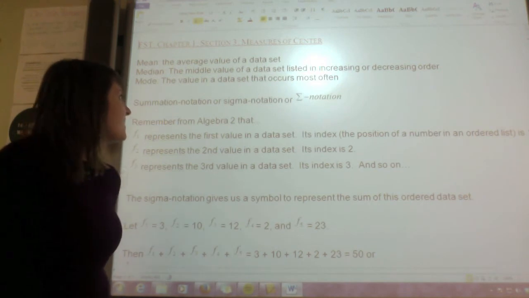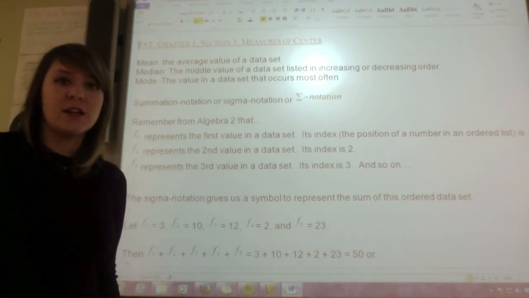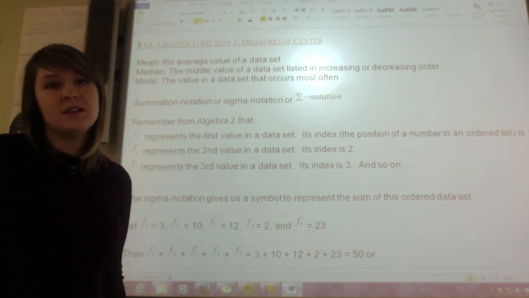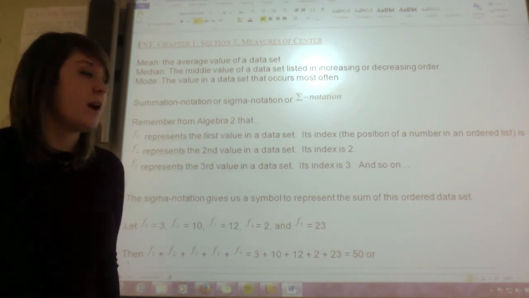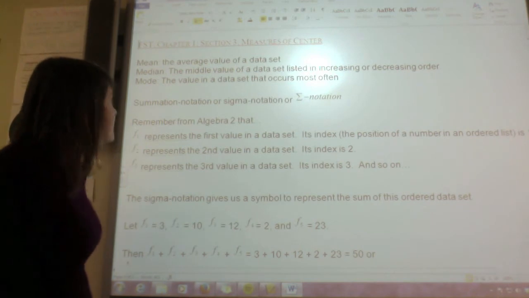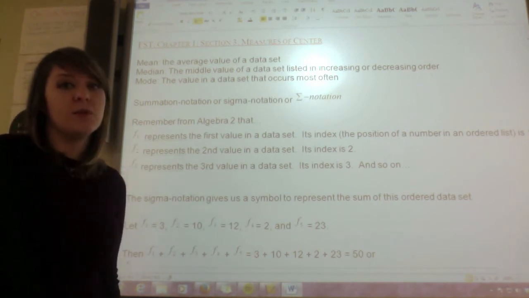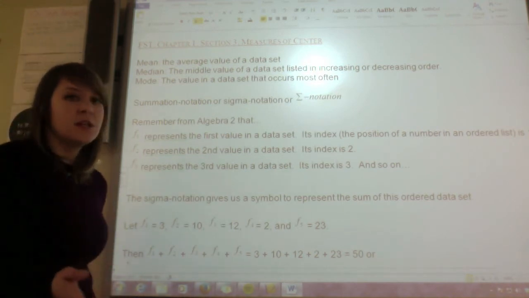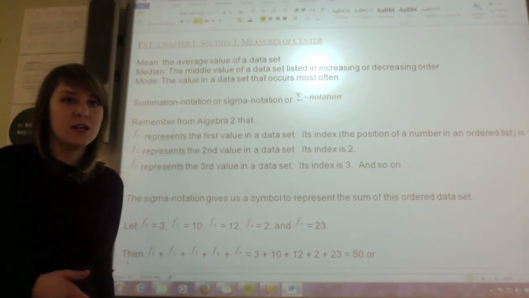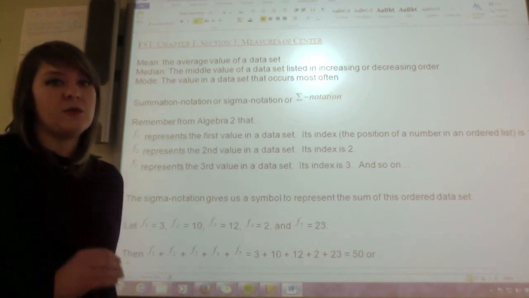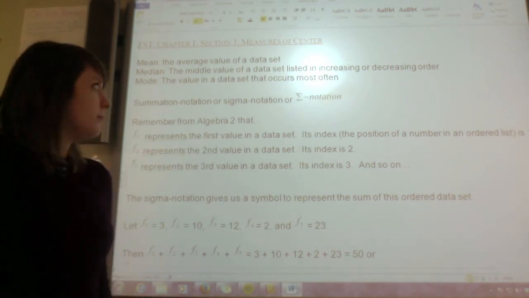So the mean is the average value of a data set, and to find the mean, you add up all of your numbers in that data set and you divide by the number of terms that you had. The median is the middle value of a data set, listed in increasing or decreasing order. So the first thing you would do to find the median is put your data in order, and then you would find whatever's right in the middle.